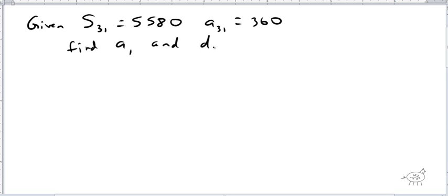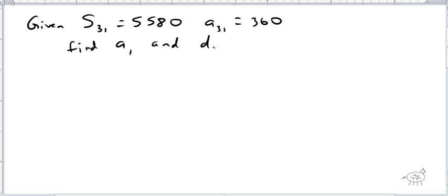That's pretty tough. If you didn't know the formula, how do you do that? I'm telling you, the sum of the 31 terms is 5580, and the actual 31st term is 360. Find the first term and the difference. I have no idea how to do it otherwise, other than using the formula.